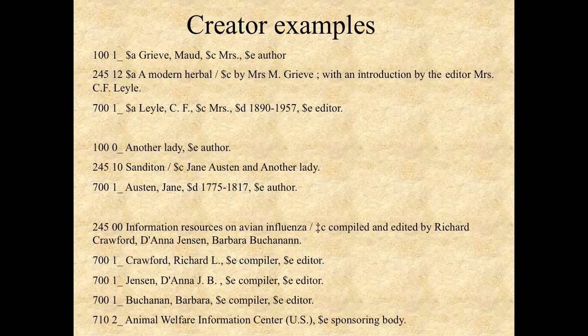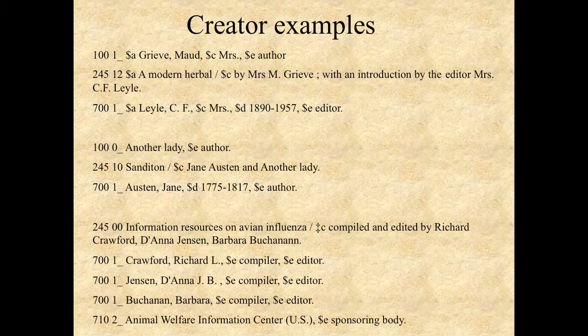So on this slide here, we have a few creator examples in MARC. The first example at the top is a relatively straightforward example where we have an author, Mrs. M. Grieve, and we also have the editor. Okay, so the main author is going to get a 100 field, whereas the editor, who is really a contributor to the expression rather than a creator of the work, is going to go in a 700 field as an added access point. Second example here, Sanditon by Jane Austen and Another Lady.